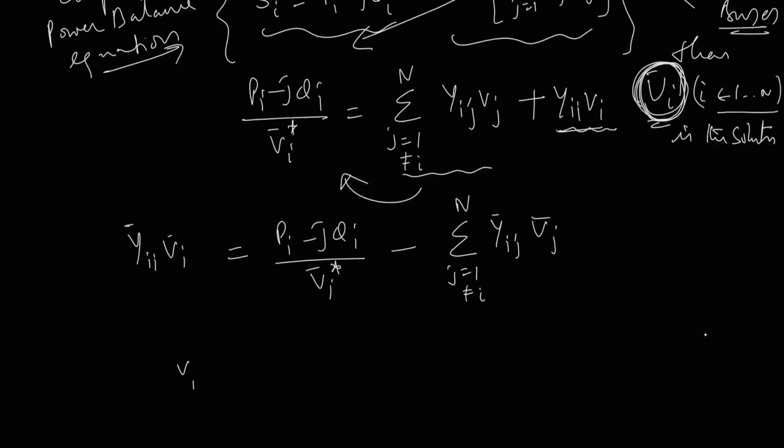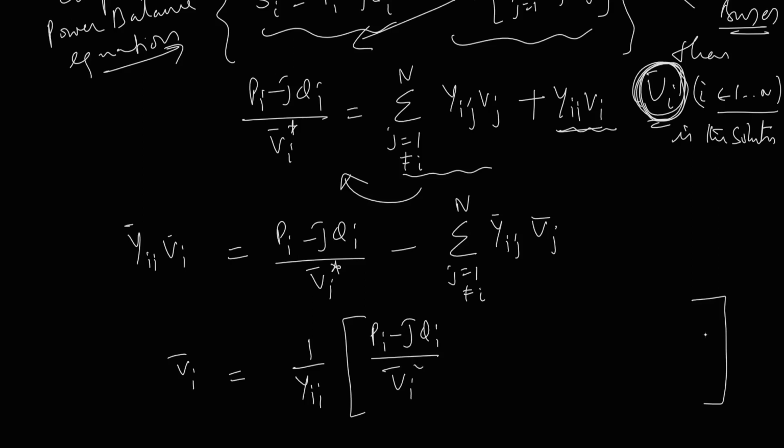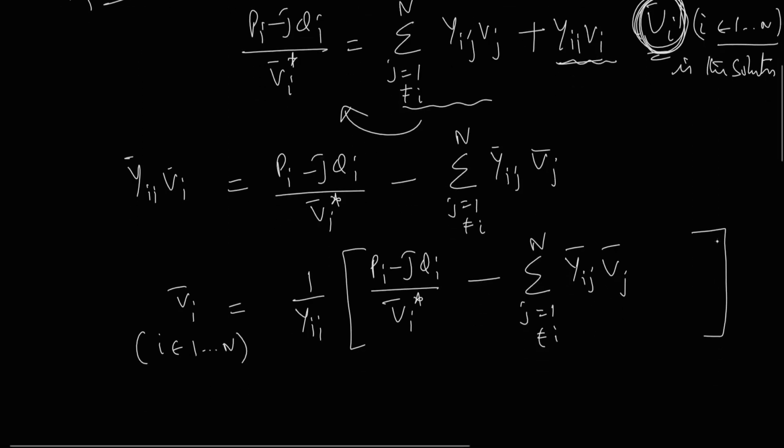Now I simply write down this V phasor equals 1 by Yii multiplied by this whole expression, that is Pi minus jQi by Vi conjugate minus summation j equals 1 to n, j not equal to i, Yij Vj. And this i is running from 1 to n.